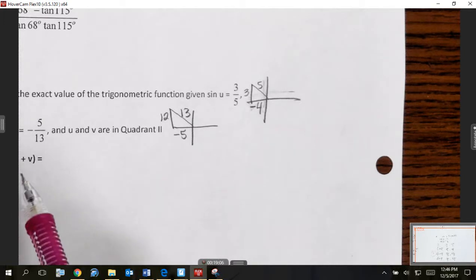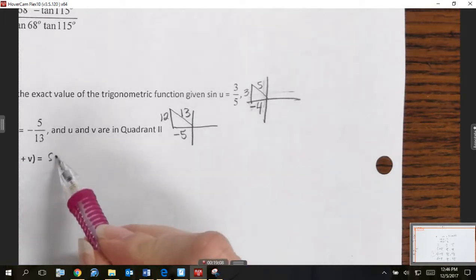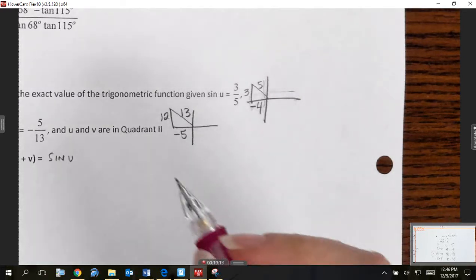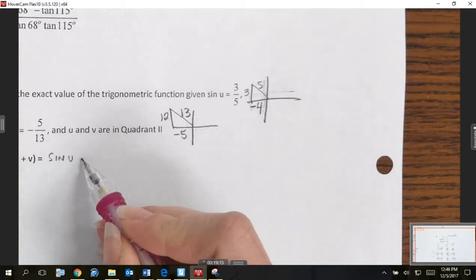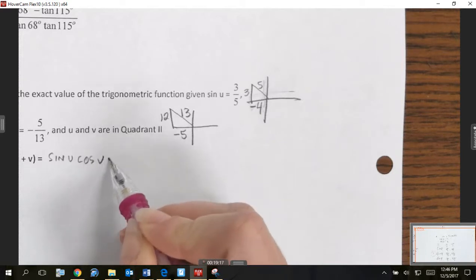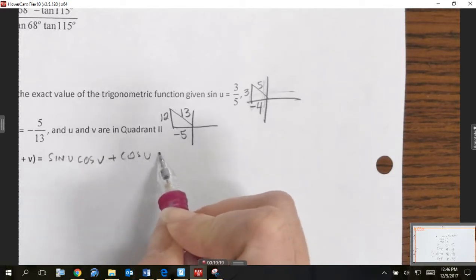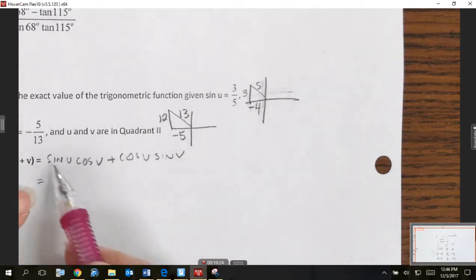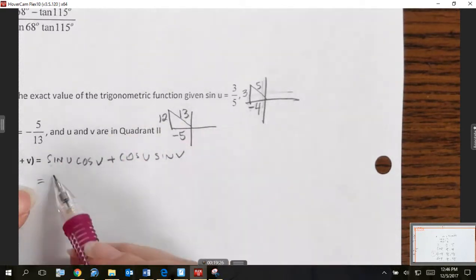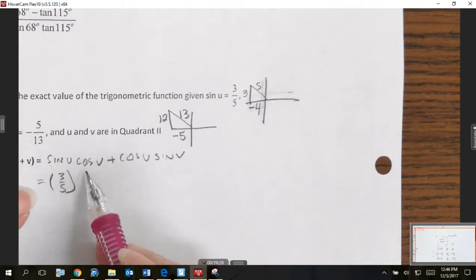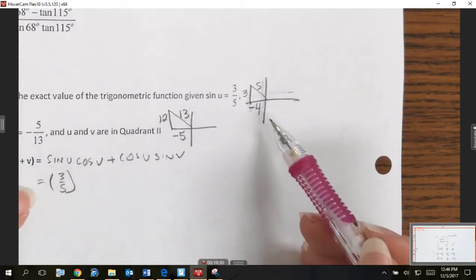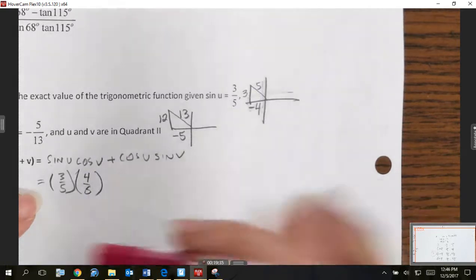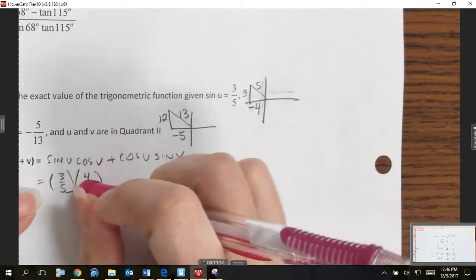Then it says to do sine u plus v. So I'm just writing the sine u plus v formula so we don't have to keep flipping the page over. So sine u cosine v plus cosine u sine v. That's the formula. So up here, sine u is 3/5. And then cosine u would be the cosine in the same triangle. So it's cosine u, negative 4/5.